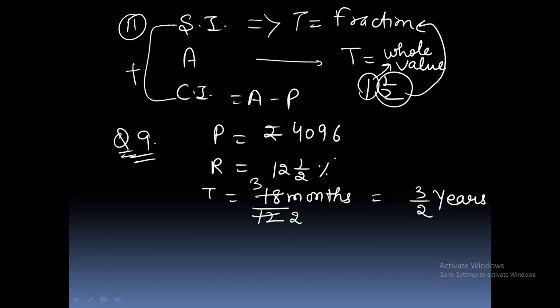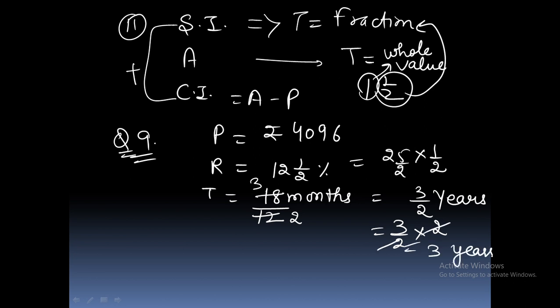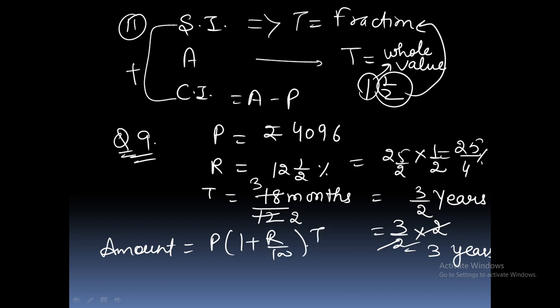But in the question they said compounded half yearly, so that's why here you have to multiply the rate of interest by 1/2 and the time will be multiplied by 2. You will get time in a round figure, and the rate of interest is 25/4%. Now you can use the amount formula and calculate the amount value. You will use here amount is equal to P times (1 plus rate over 100) power time.